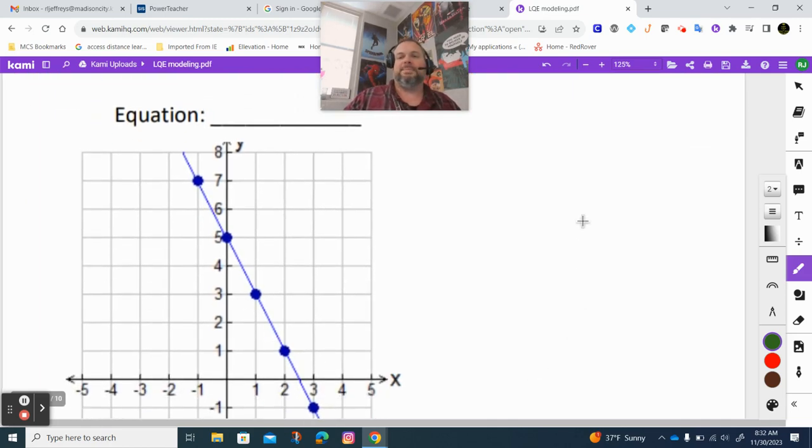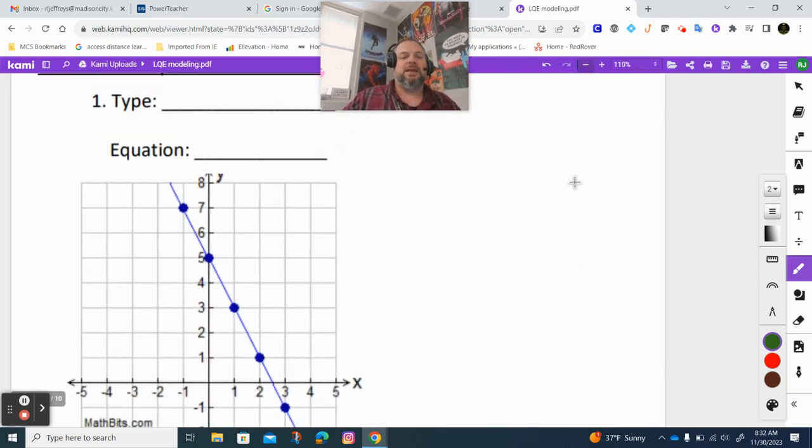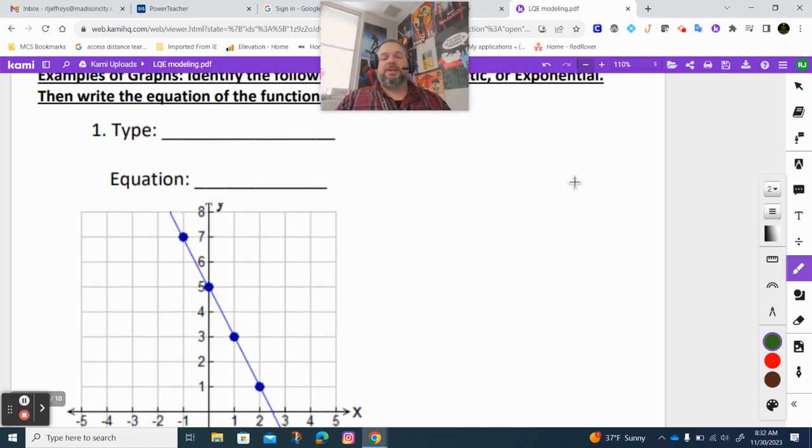So hopefully you can tell me what type of function this is. This is a linear. This is a linear.